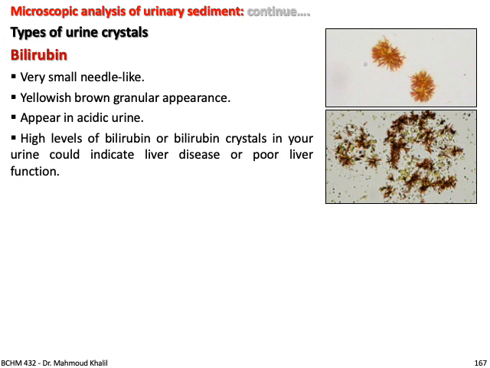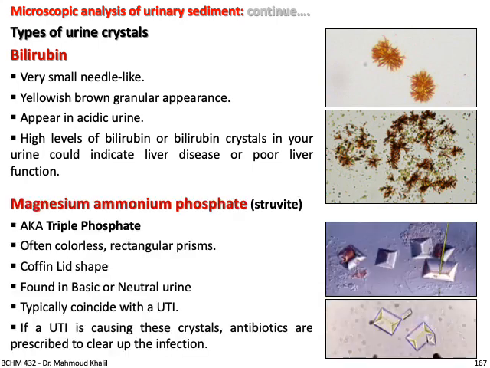Bilirubin: you can see bilirubin in the urine as a very small needle-like, yellowish-brown granular appearance, appearing in acidic urine. A high level of bilirubin crystals in your urine could indicate liver disease or poor liver function.